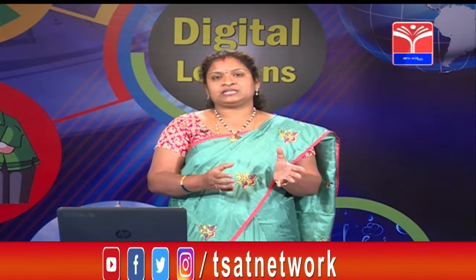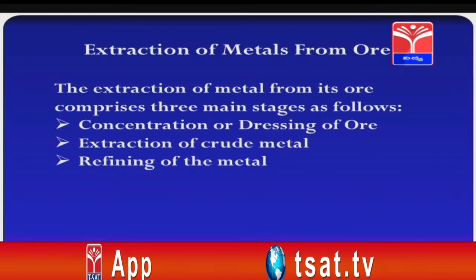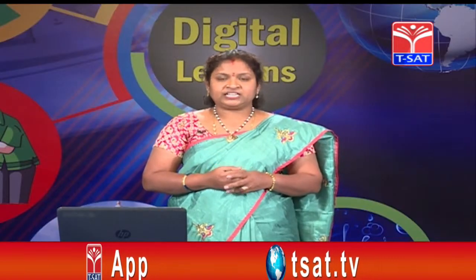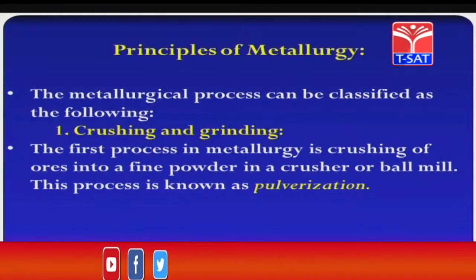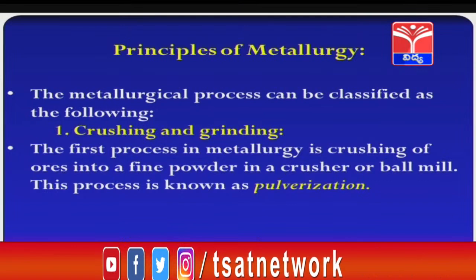So, where is this ore obtained, children? It is obtained from the earth's crust. So, it is mixed with different types of impurities like sand, mud. So, the first thing you have to see is, after taking it from the earth's crust, it has to be first cleaned. So, let us start with the different metallurgical processes, children. So, in the principles of metallurgy, the metallurgical process can be classified as crushing and grinding.